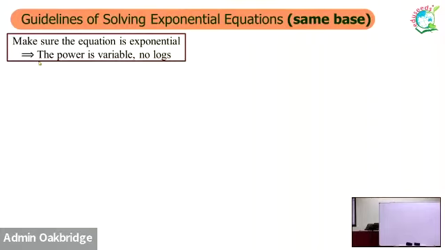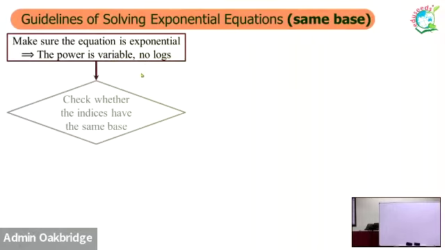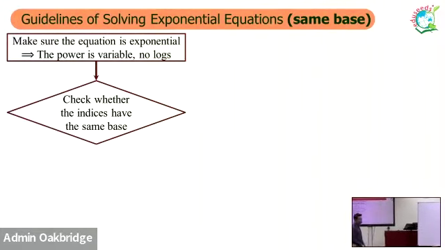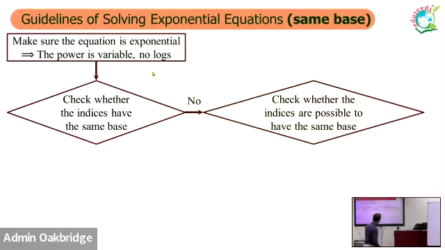Okay, let's see how. Make sure the equation is exponential. That means what? The power is a variable, no logs. If you found the equation has no logs, then you apply this method. Check whether the indices have the same base or not. Very important thing. Just like the log, we always want to make sure they have the same base. So in this exponential equation, you also have to make sure they have the same base. If they don't have the same base, then how? Then you have to check whether the indices are possible to have the same base. Sometimes they are not possible to have the same base.